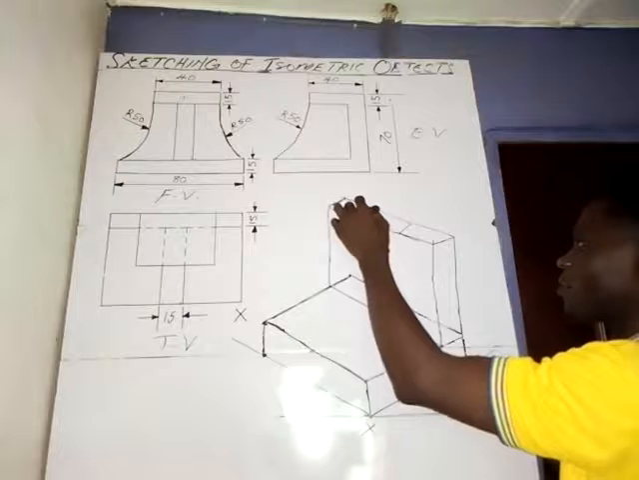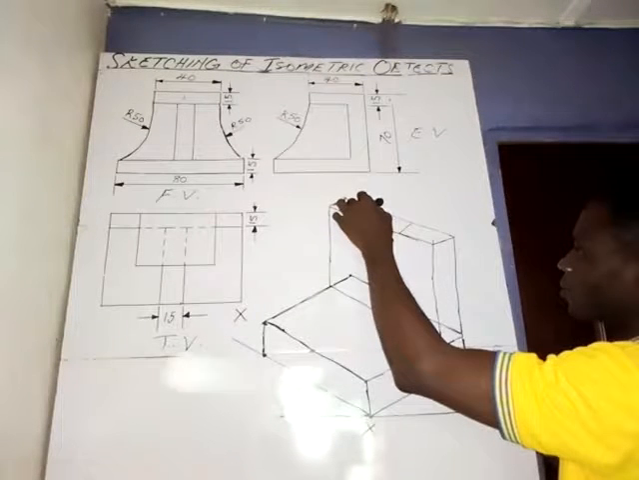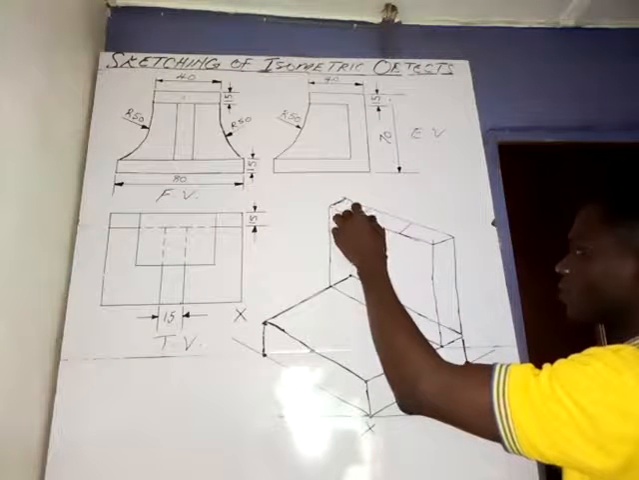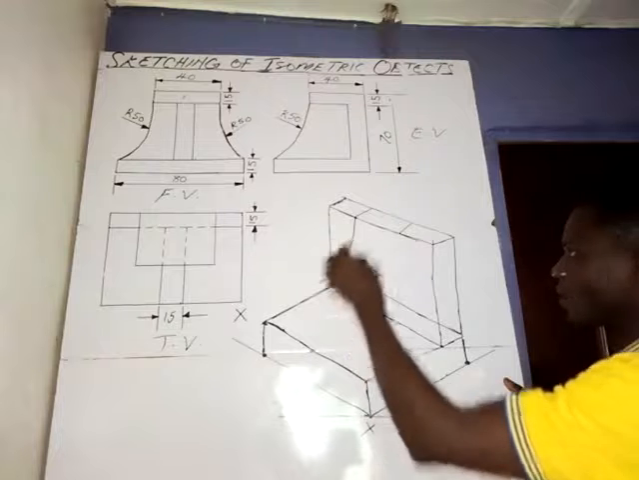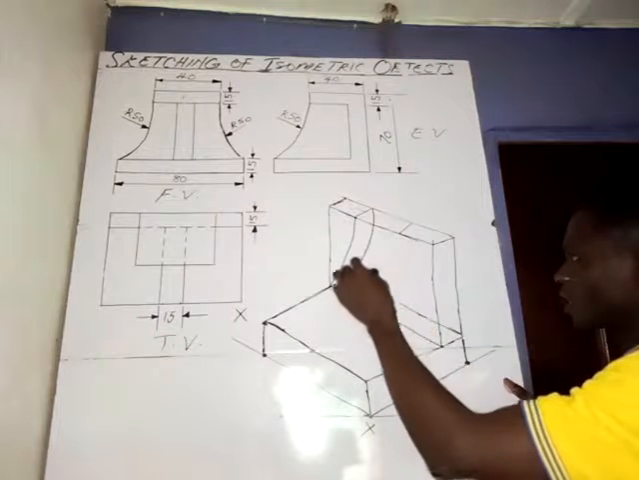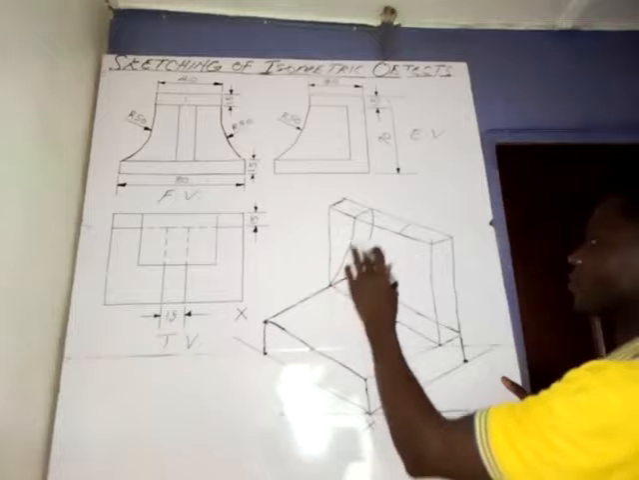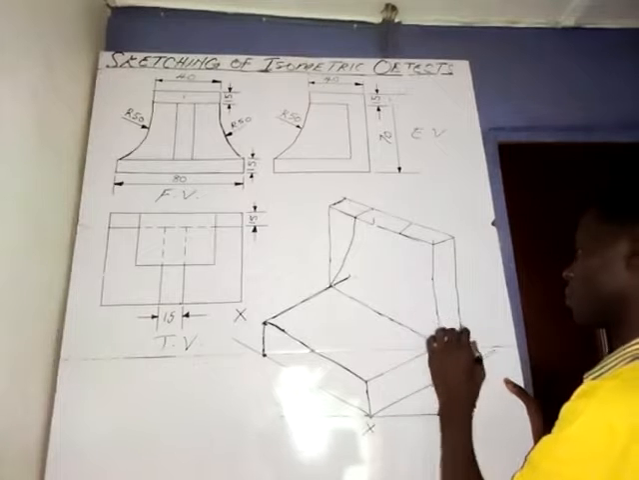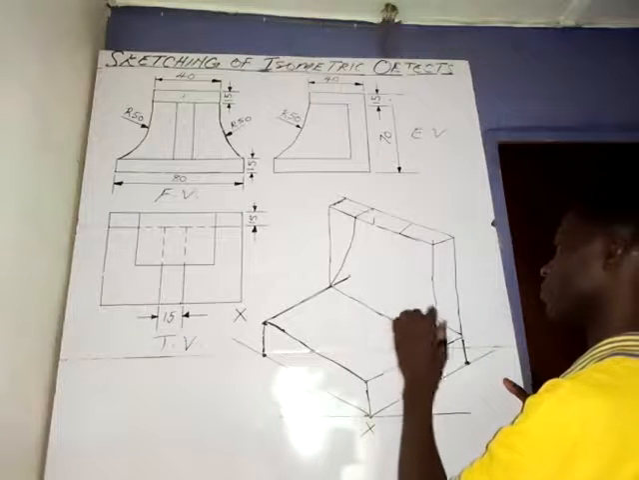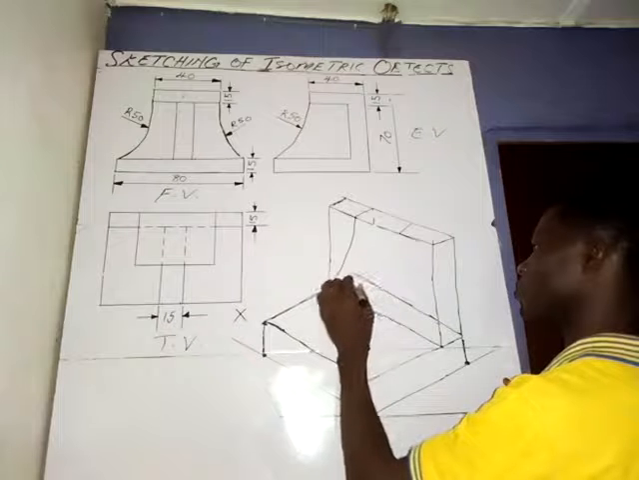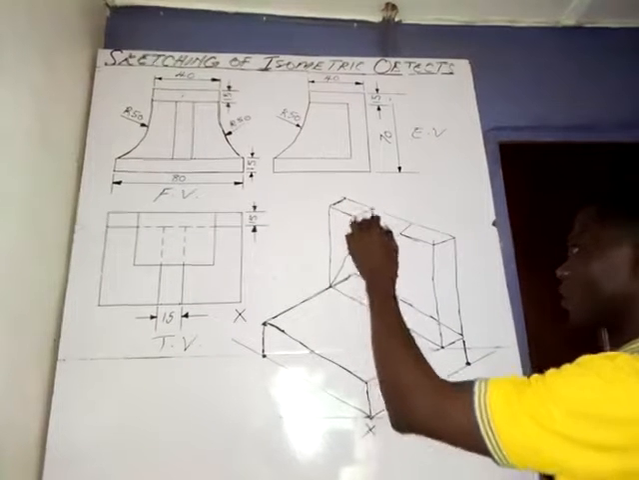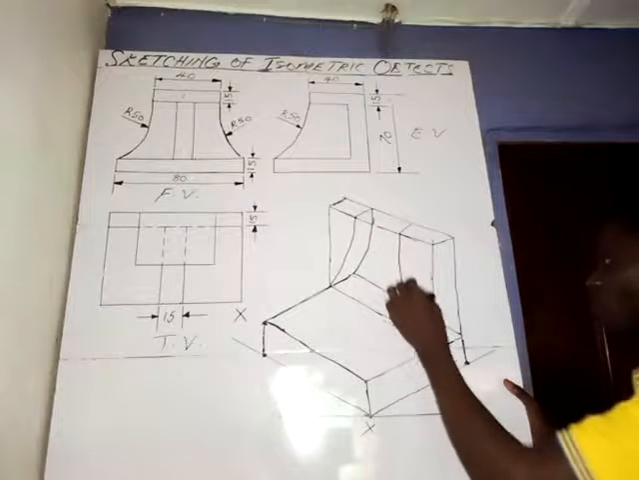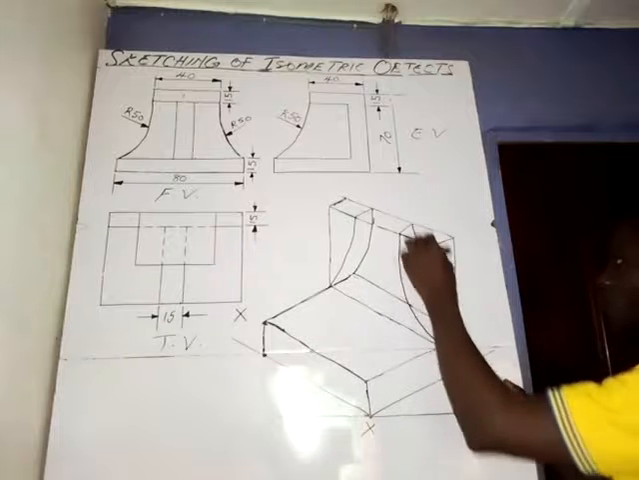So here we have 40. From this point here, draw a line like this, and from this point, produce this line like this. Okay, so produce this line like this, and then we do the same thing here. So this comes like this, and this comes like this.